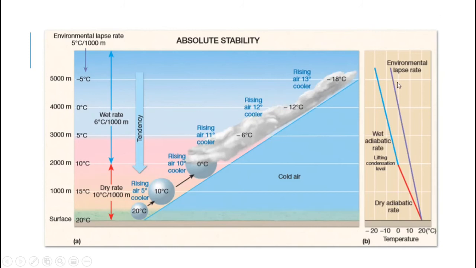Okay, absolute stability happens when the environmental lapse rate is less than the wet adiabatic rate. So, tingnan natin to. Ano yung environmental lapse rate niya? The environmental lapse rate is 5 degrees Celsius per 1,000 meters. Ang wet rate niya ay 6 degrees Celsius per 1,000 meters. So, you can see that the environmental lapse rate is less than the adiabatic wet rate. That's why we have the absolute stability.